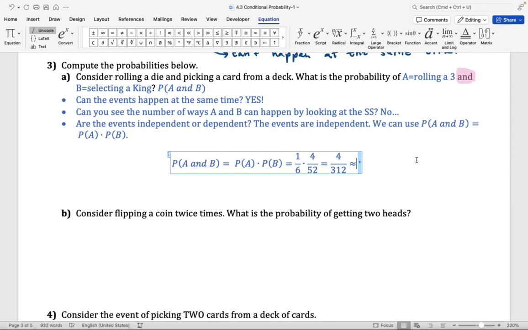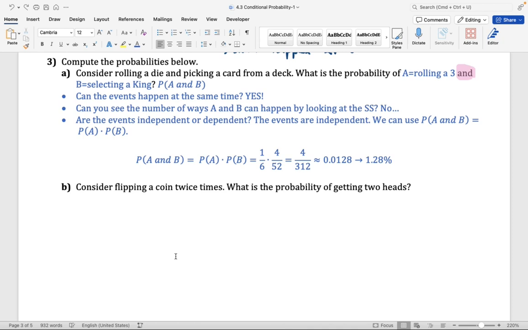Let's go ahead and round to 4 decimal places. We should be getting 0.0128. We could also write this as a percentage, 1.28%. And so we'll say the probability of rolling a 3 and selecting a king is 1.28%.